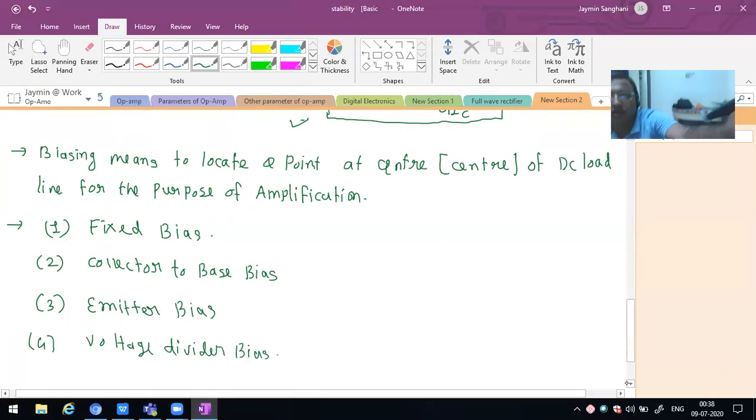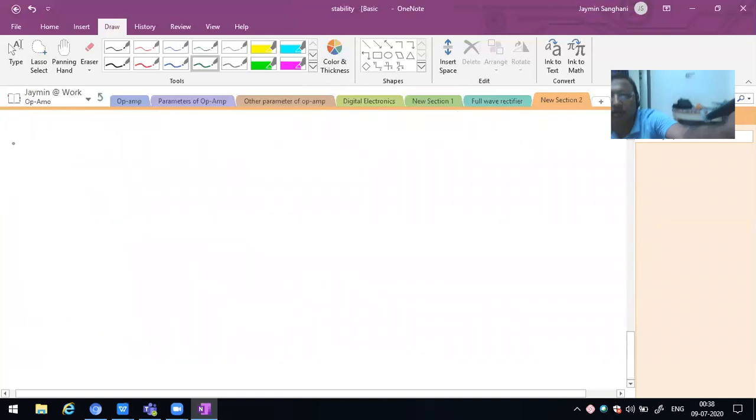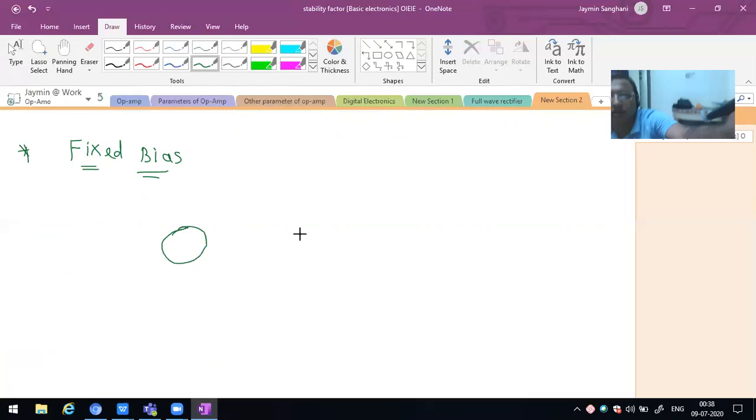Out of which, today we have discussed the fixed bias technique. Fixed bias means what? Simple common emitter configuration of transistor, where the two terminals of the transistor can be converted into a single battery.